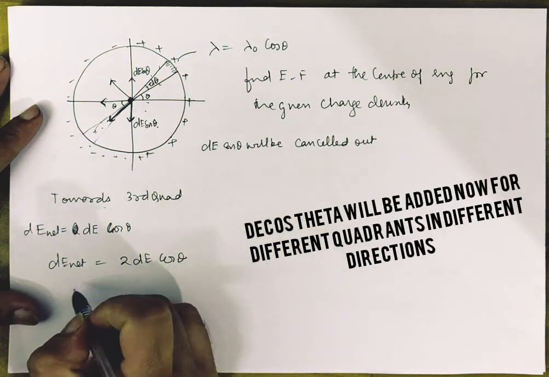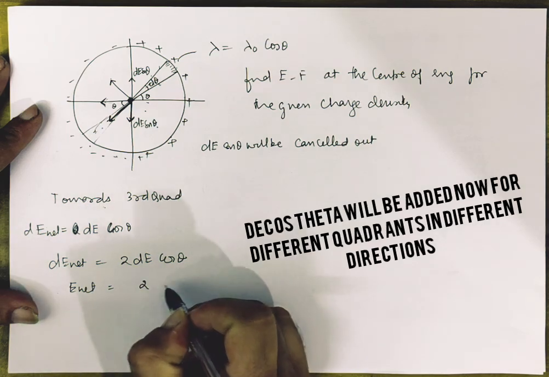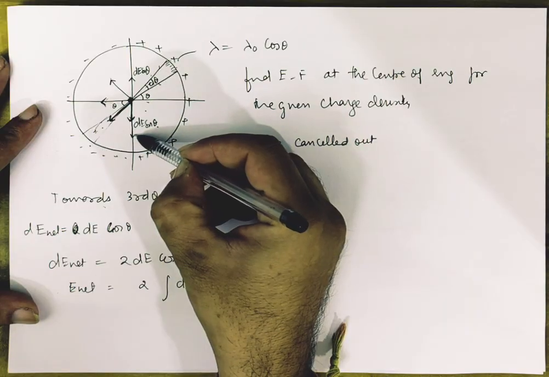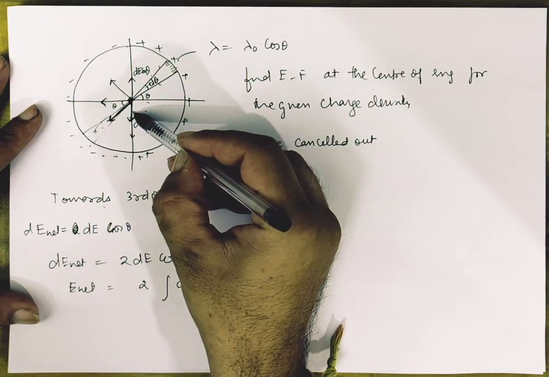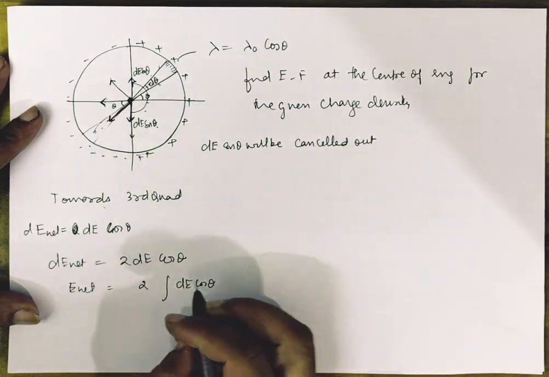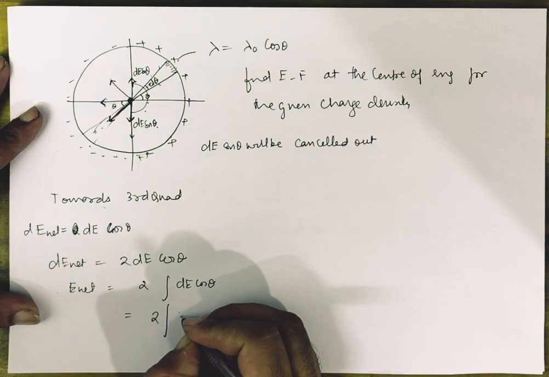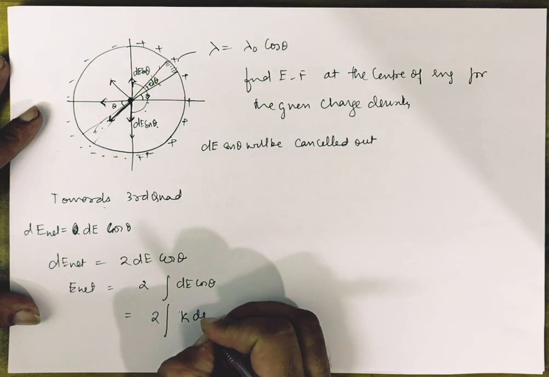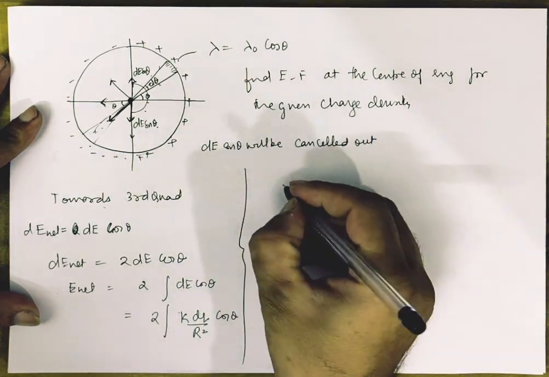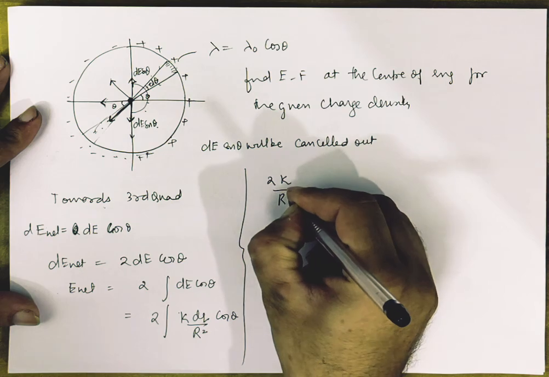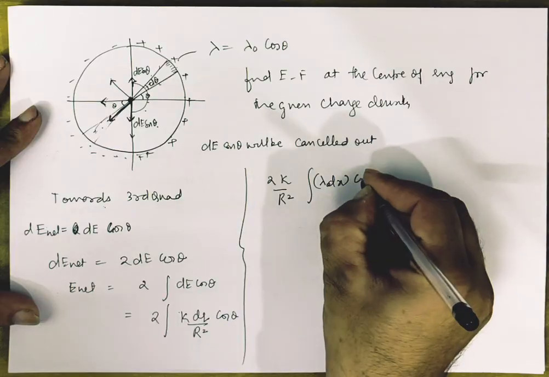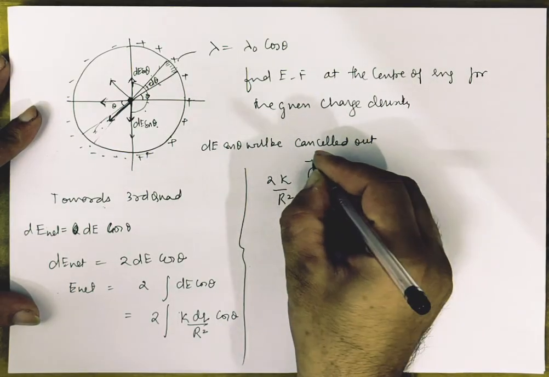Now, if I want to find E net, I will have to integrate this dE cos theta from minus pi by 2 to plus pi by 2, because the entire charge is spread like this. So 2 dE will be k dq by radius squared cos theta. Now we have 2k by r squared. dq can be written as lambda dx, cos theta, from minus pi by 2 to plus pi by 2.